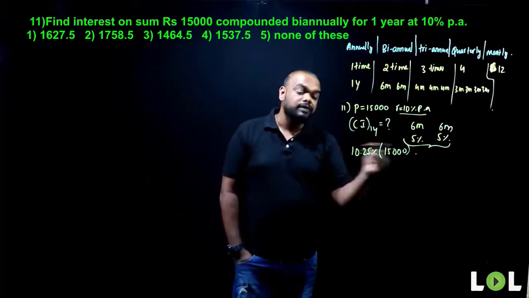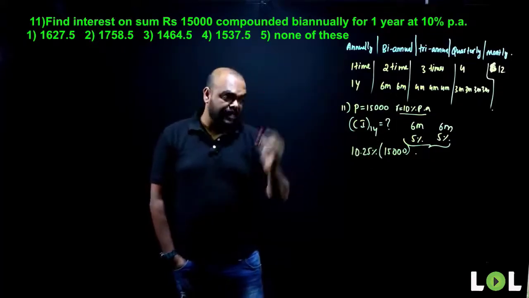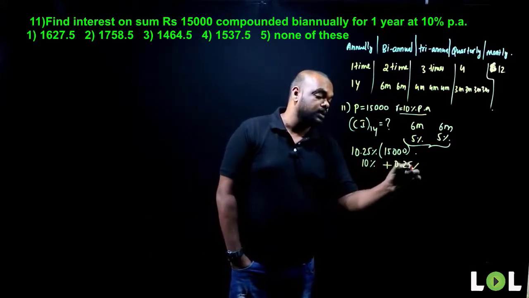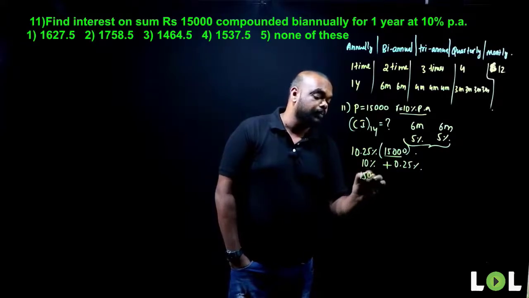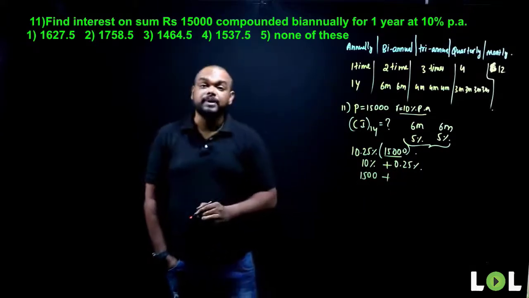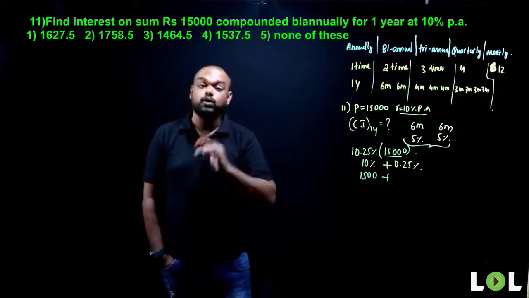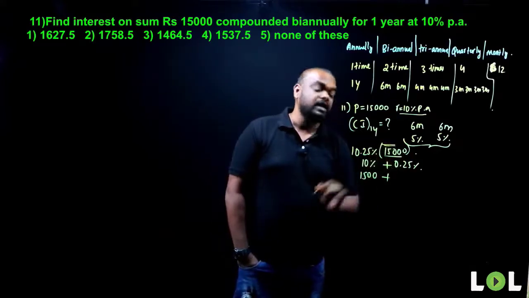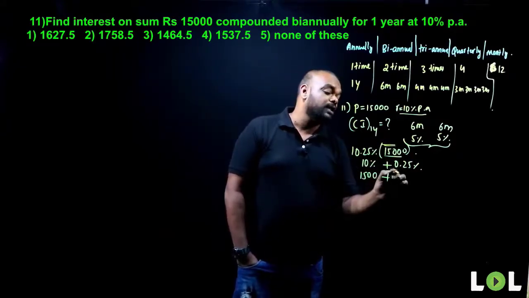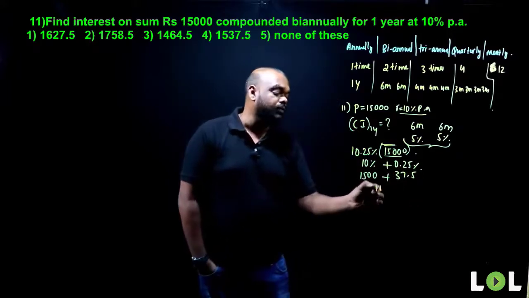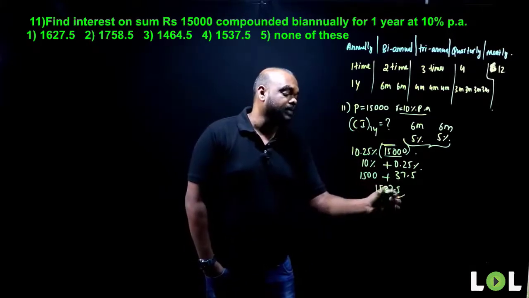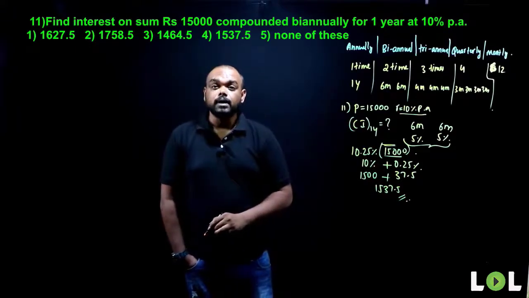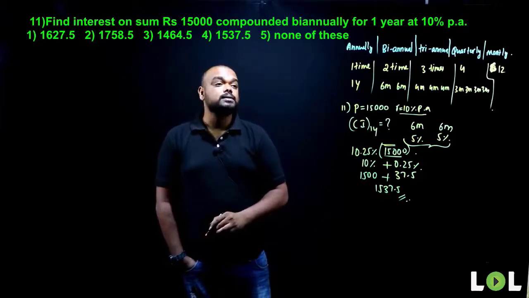Okay. Now, how do we calculate 10.25%? That is another headache again. 10.25% can be calculated as 10% plus 0.25%. 10% of this is 1500 plus 0.25% means 1% divided by 4. What is 1% of this? 150. 150 divided by 4 will give you 37.5. Altogether 1537.5. That is my compound interest for 1 year. I am repeating. What was the question? Find the compound interest. What is it?